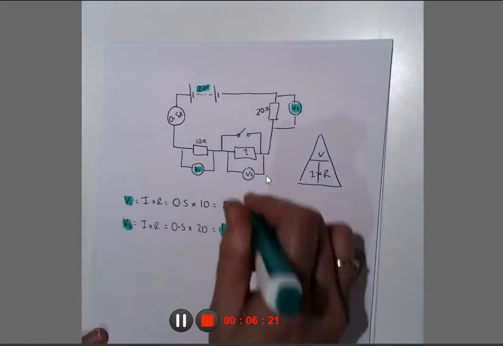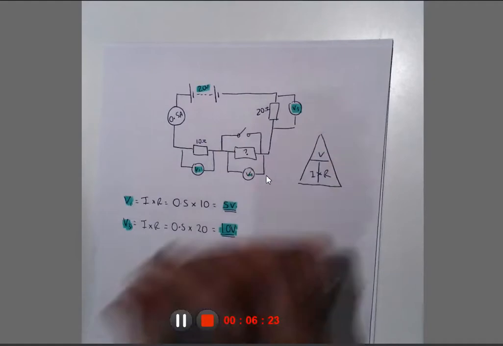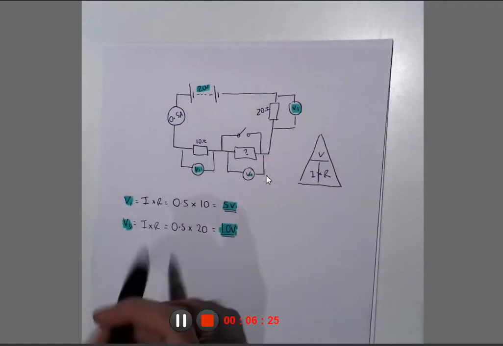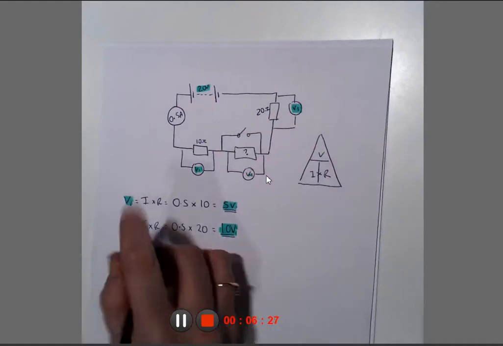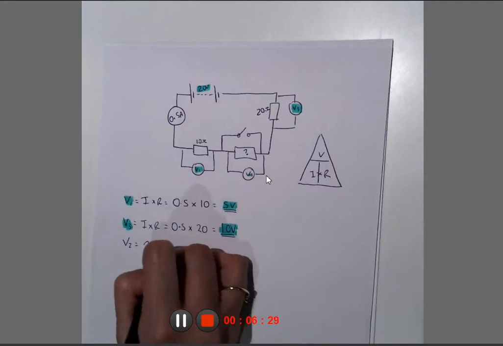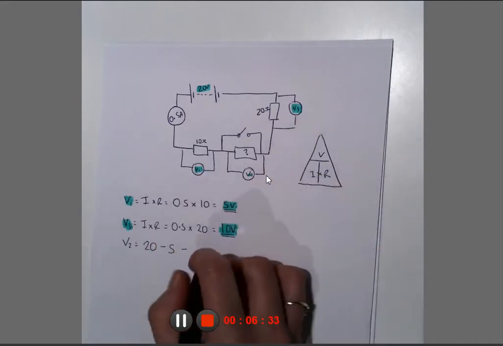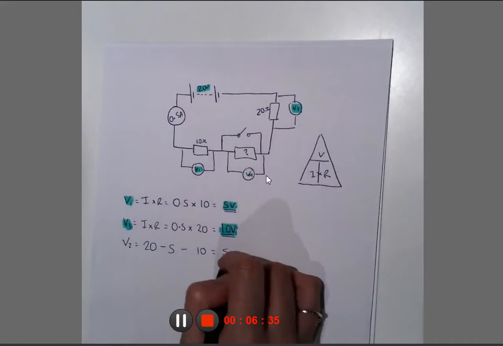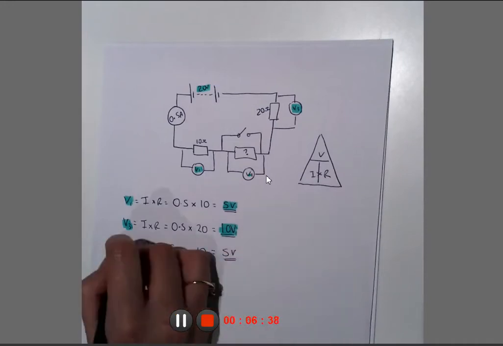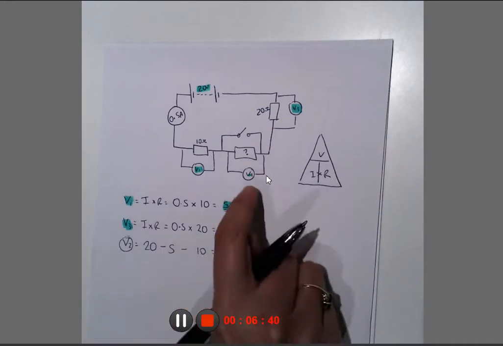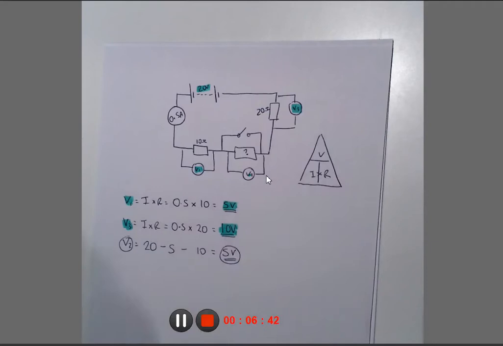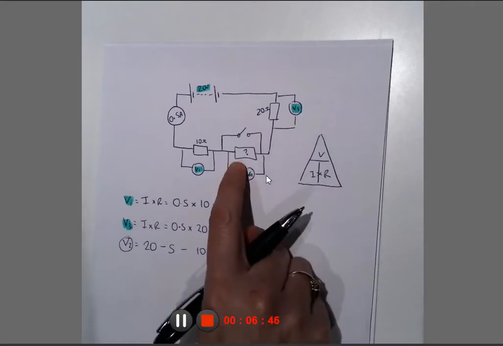So I need to figure out how much is left for this one, V2. So what I'm going to do for V2, I'm going to say, right, well, I've got 20 volts total. I'm going to take away this 5, and I'm going to take away this 10. And that leaves me with 5 volts. So I know the voltage of V2 is 5 volts, adding up to 20. That will then allow me to work out its resistance.